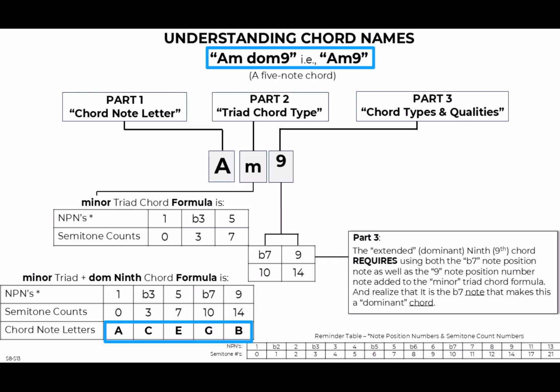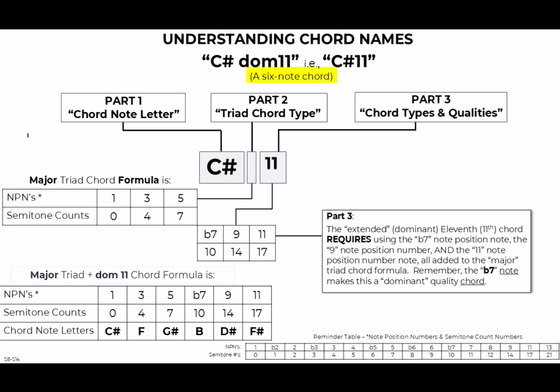Wow, it's that simple. Now, here's an example of a 6-note extended chord, that of a C sharp dominant 11th, or abbreviated C sharp 11th. As usual, part 1 tells us we have a C sharp chord letter name, as well as C sharp being the starting note. In part 2, we now know the absence of a letter here identifies it to be a major triad chord type. Nothing new or different. For part 3, with or without the DOM abbreviation, identifies it to be a dominant chord.